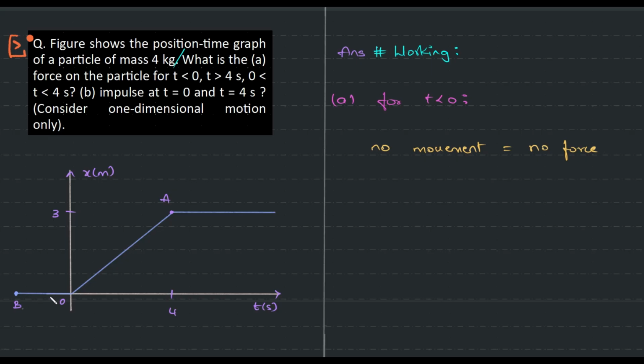So the object is at rest over here. Honestly, it is at rest over here. Here too it's at rest. Here it is at constant velocity. So what is that I'm trying to indicate? There's nothing much happening actually.